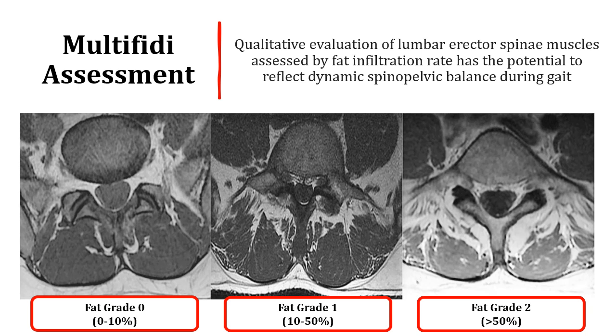So the qualitative evaluation of lumbar erector spinae muscle, specifically the multifidi, assessed by fatty infiltration rate, has a potential to reflect dynamic spinal lumbopelvic balance, not only during gait, as demonstrated by this article, but across multiple of the different tasks and the anticipatory tasks that we had previously described in the experimental studies.